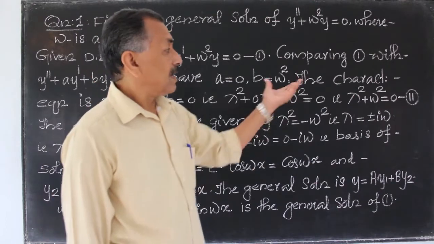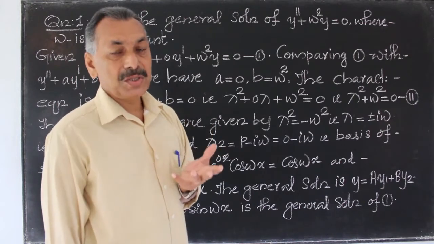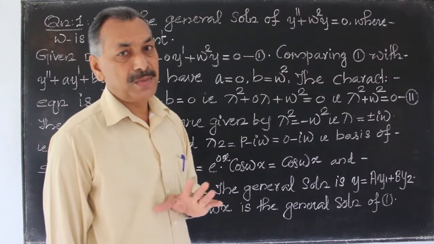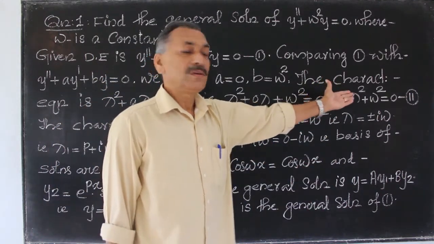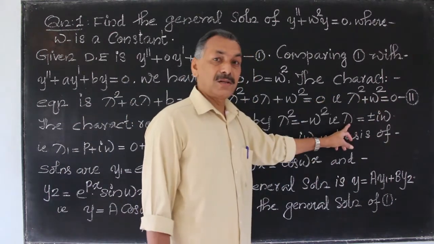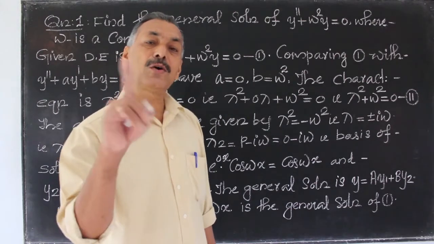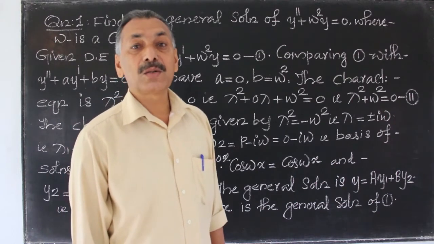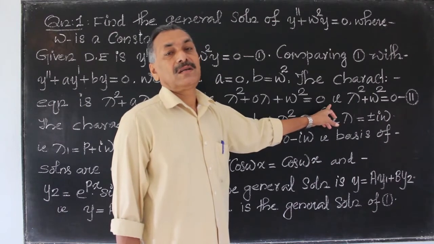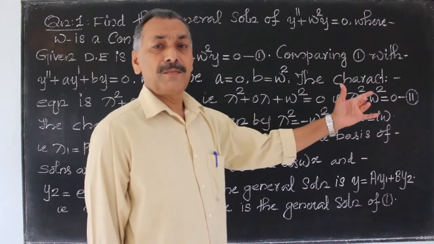Which are the characteristic roots? The characteristic roots are given by (-a ± √(a² - 4b))/2. Here, λ² = -ω², so λ = ± √(-ω²). The root of -ω² means √(-1 · ω²). What is √-1? It is i. So λ = ± iω.